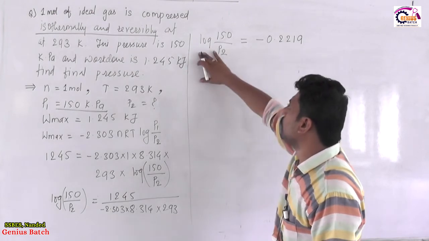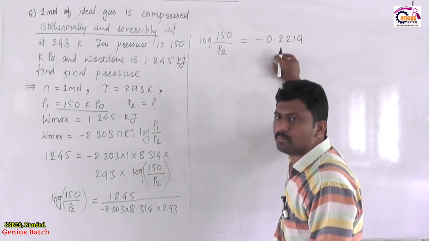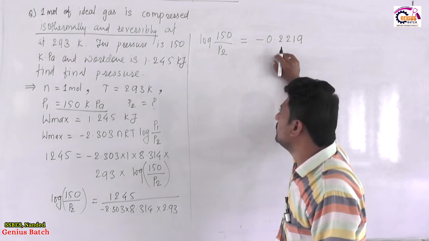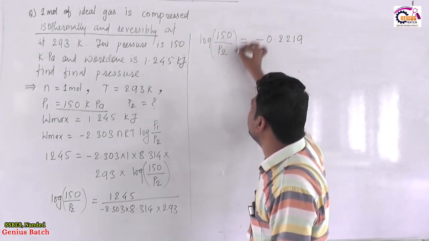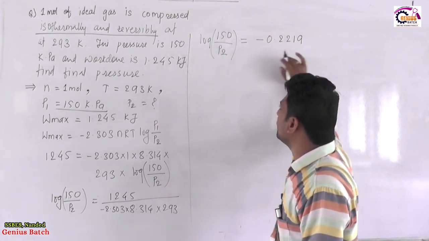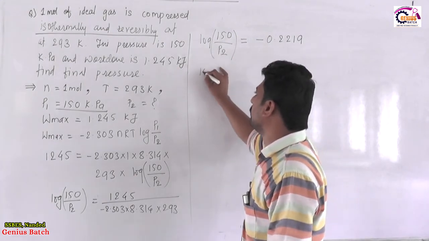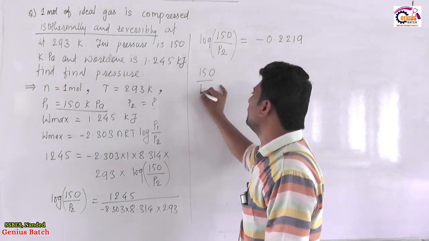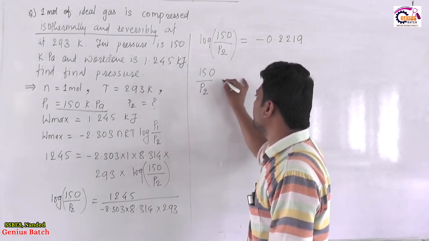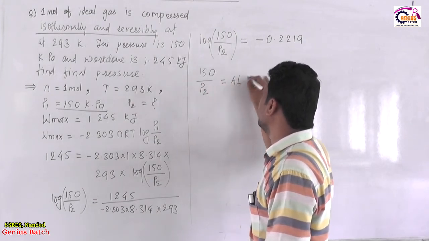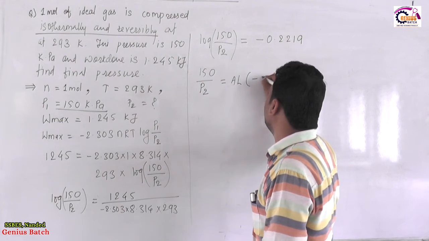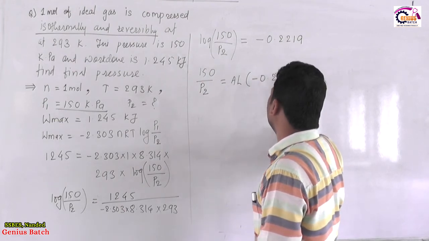तो पहिल्यांदा आपण log ला ट्रान्सफर करू. Are you getting this? Because this is entirely in a log, so first we need to transfer the log. On transferring log, it will become anti-log. So on left hand side we will be with 150 by P2, and on right hand side it is anti-log of minus 0.2219.